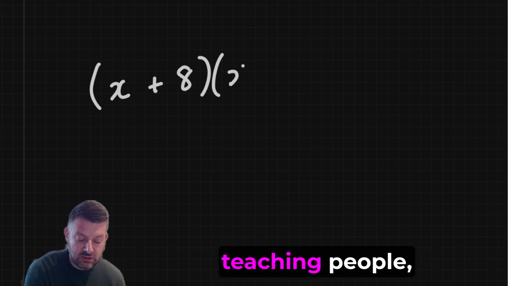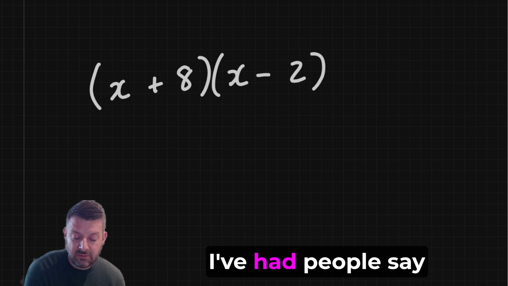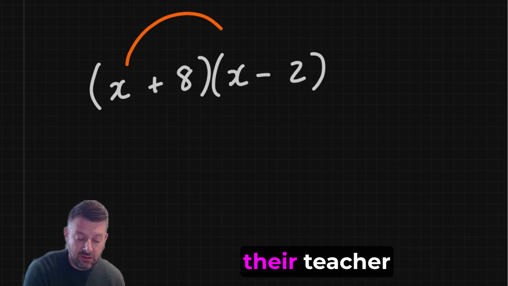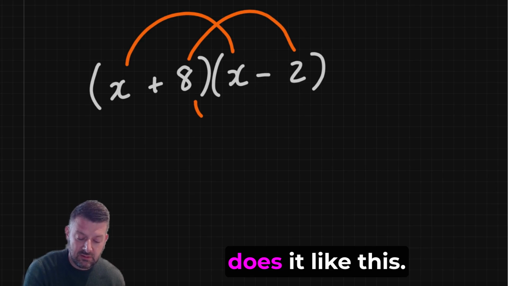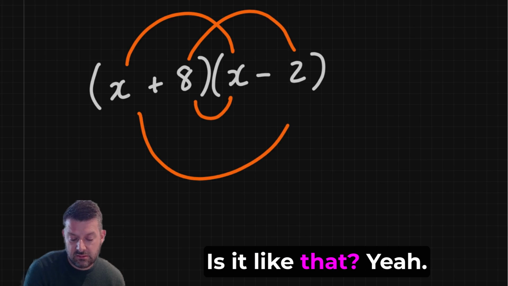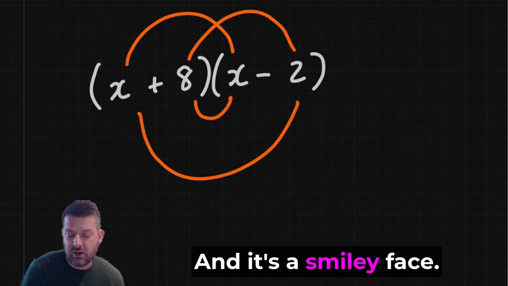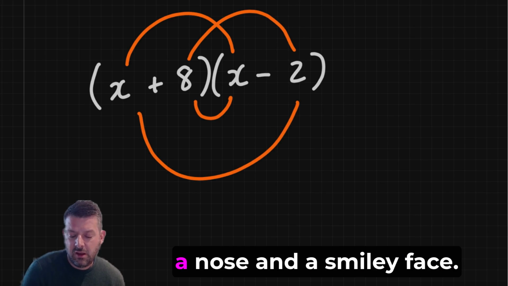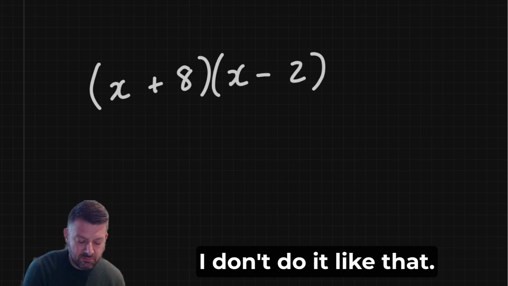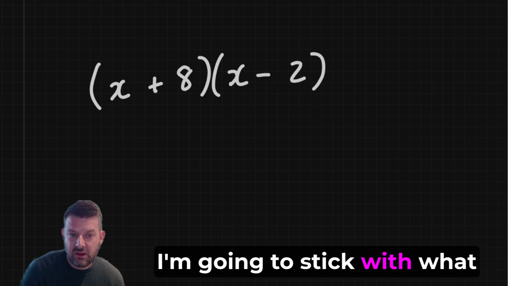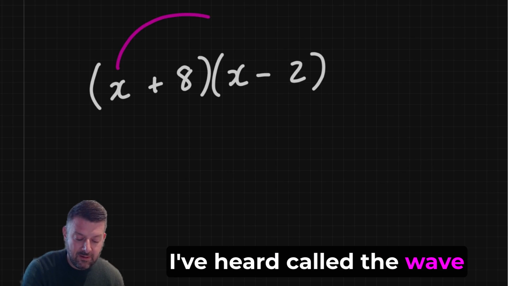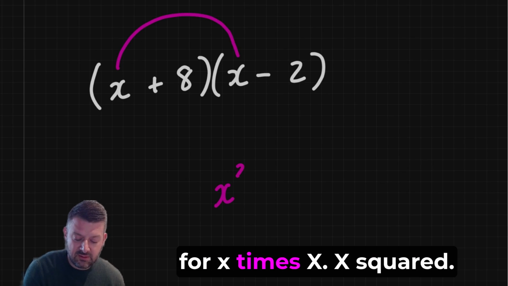There are various ways if you're going to draw the lines. Over the years of teaching people, I've had people say their teacher does it like this. Is it like that? Yeah. And it's a smiley face. It's like eyebrows, a nose, and a smiley face. I don't do it like that. I'm going to stick with what I've heard called the wave. So x times x, x squared.